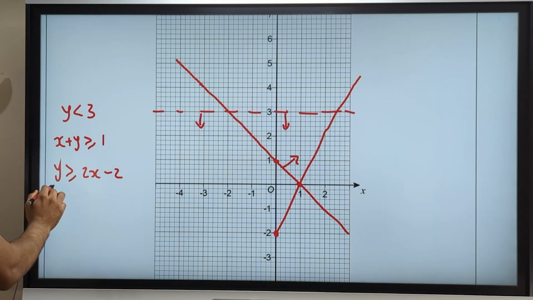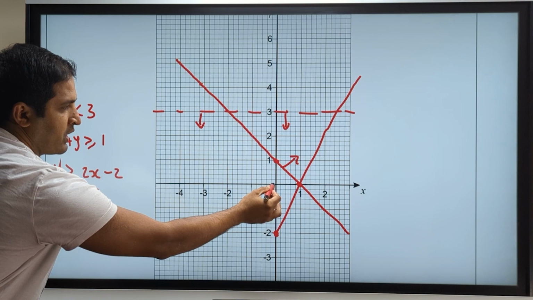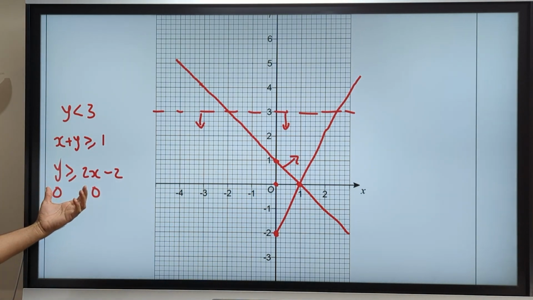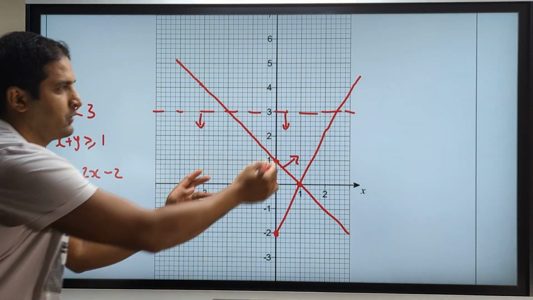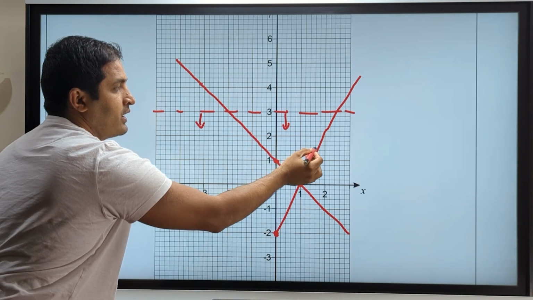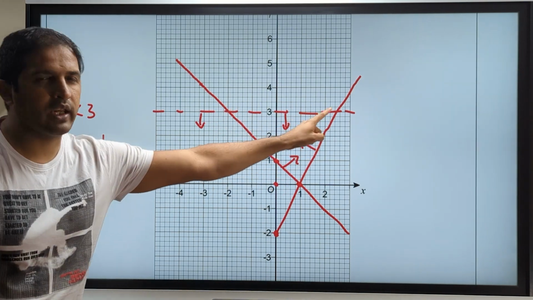That's correct. If I put 0 in here and 0 in here, so that's the point 0, 0, does that point satisfy this inequality? Yes, it does. That means we want this side of that line, the side where the 0, 0 is. So we want this one here. That's the reason we get this triangle here.